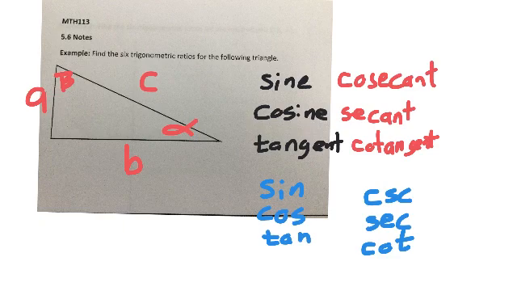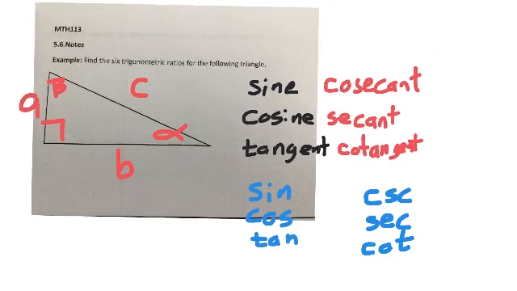So I always just put a capital C. Because it's the right angle, we're never going to find the trig ratio from that right angle. So we really don't have to worry about naming it.